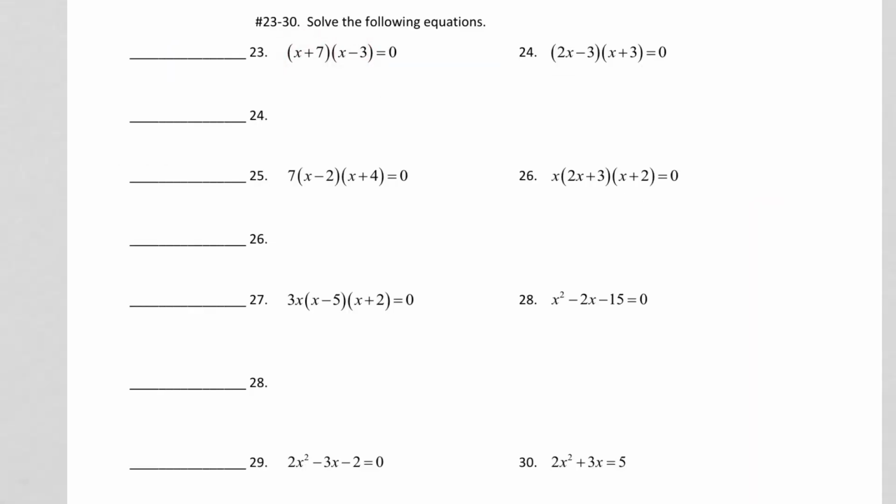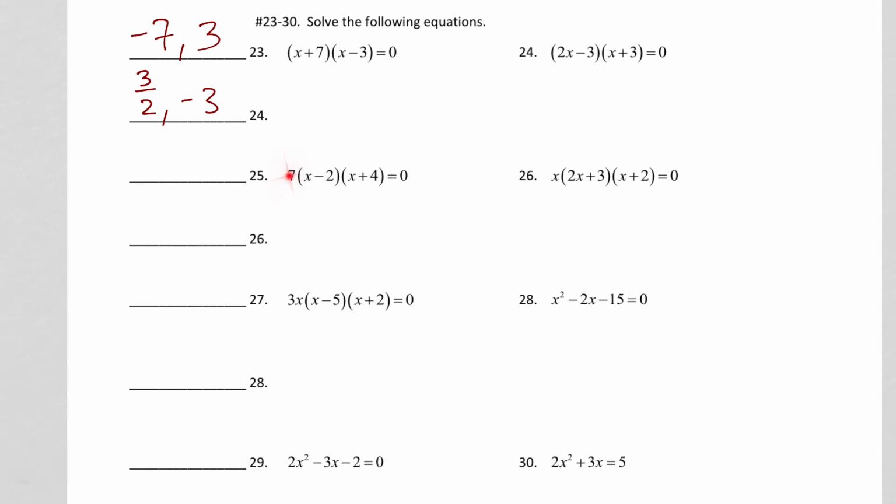All right, this is already factored and equal to 0, so it's the opposite of this and the opposite of this, and this over this. So we have a negative 7 and a positive 3. This is already factored and equal to 0, so it's the opposite of this and this over this, so positive 3 over 2 and negative 3 over 1.